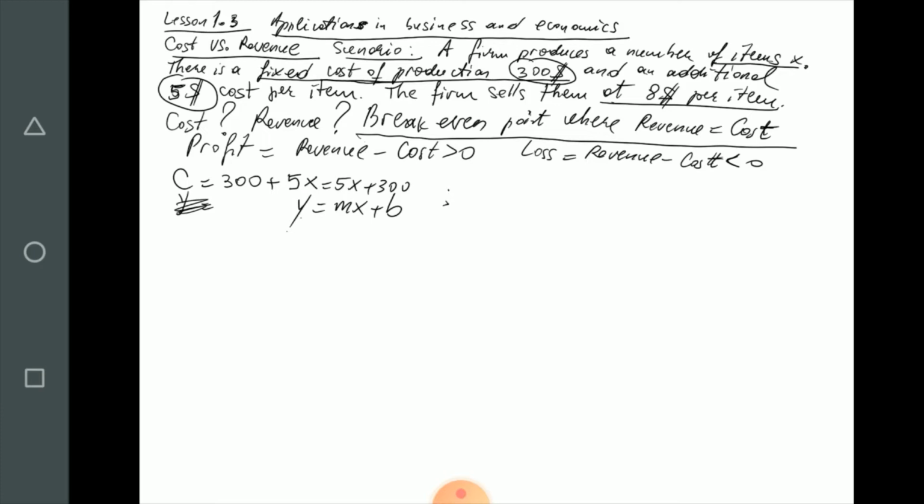If we look at the revenue function, that's a little bit easier. That's just the amount of money you get for selling these items, $8 each, x items in total. That's going to be the revenue. And again, if you match it with the slope-intercept form, notice it's in the same format. And I want you to pay attention that the slopes are distinct. If we look at the slope of the cost function, that's going to be 5, the coefficient of x. That's not equal to the slope of the revenue function, which is 8. So the lines will intersect.